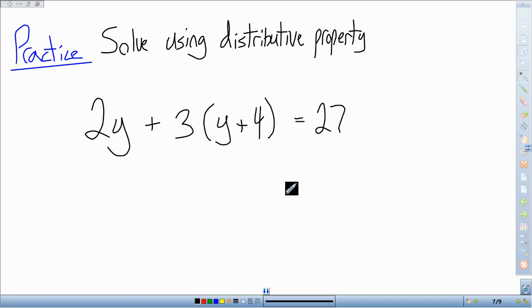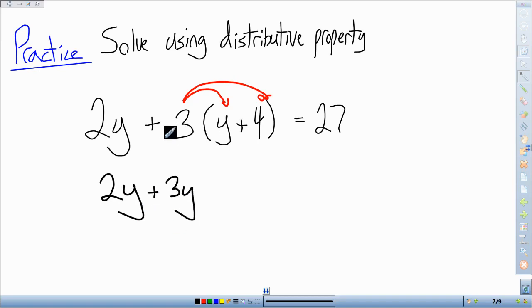Alrighty. So it looks like we have some distribution, right? That's where my eye is kind of drawn to. I know I need to deal with that first. So distribute that positive 3 into the parentheses. So I'm going to bring down the 2y. 3 times y is a positive 3y. Positive 3 times positive 4, positive 12 equals 27. Okay, got some like terms, so let's go ahead and combine them. 2y and a 3y gives me a 5y. Bring everything else down.